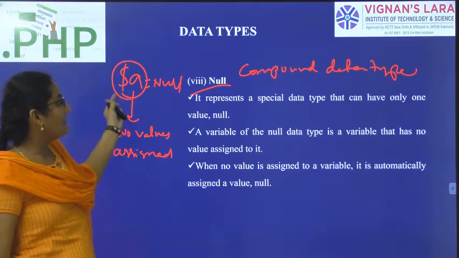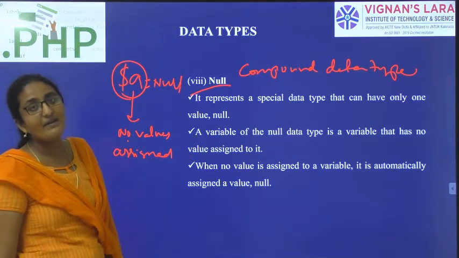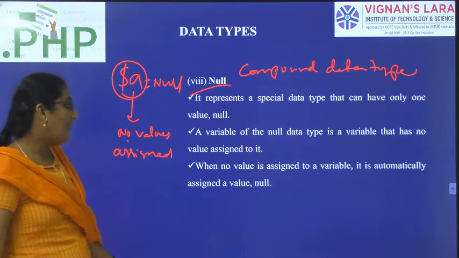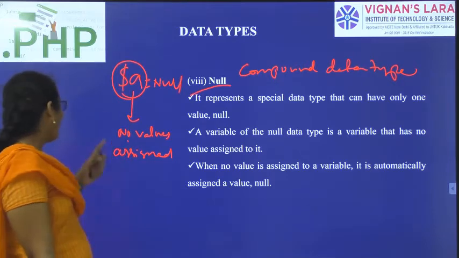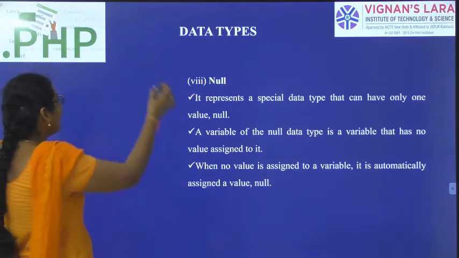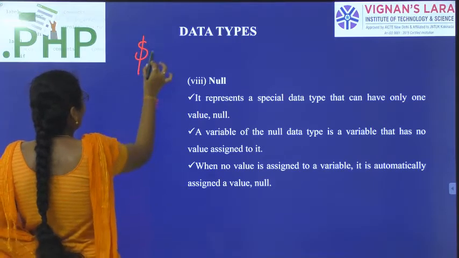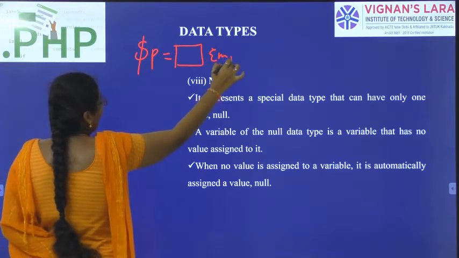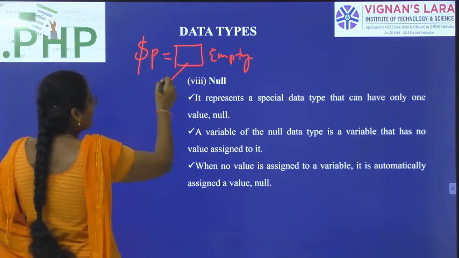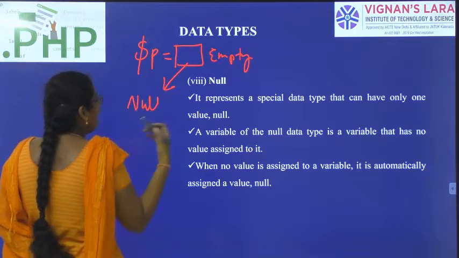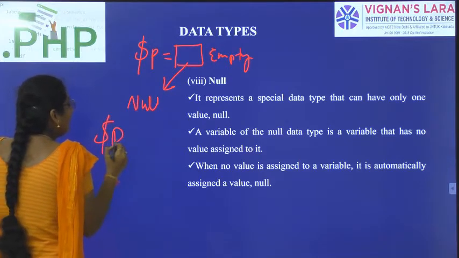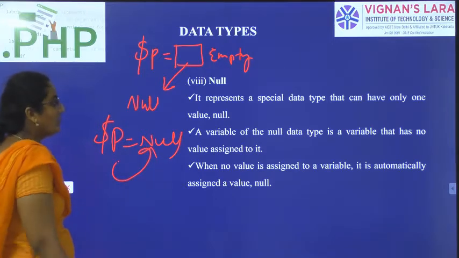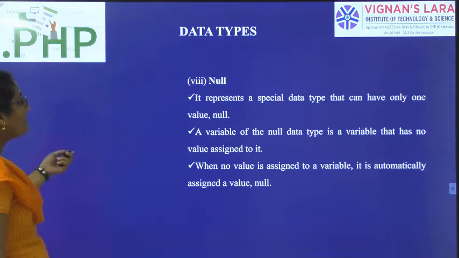Any variable assigned the null data type means there is no value assigned to that variable. When no value is assigned to the variable, automatically it is null. For example, I have taken variable p, no value is assigned and it is left empty. When it is left empty, automatically it will be treated as null. Otherwise, if a variable is initialized to null, it means there are no values assigned to it.